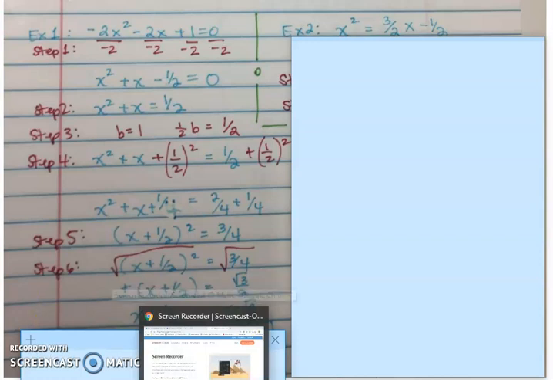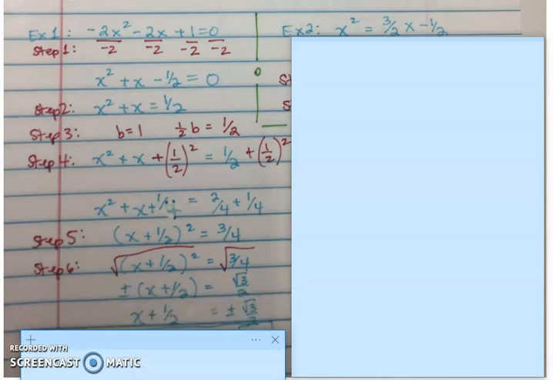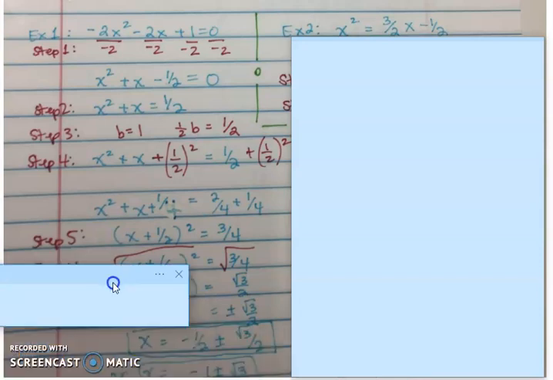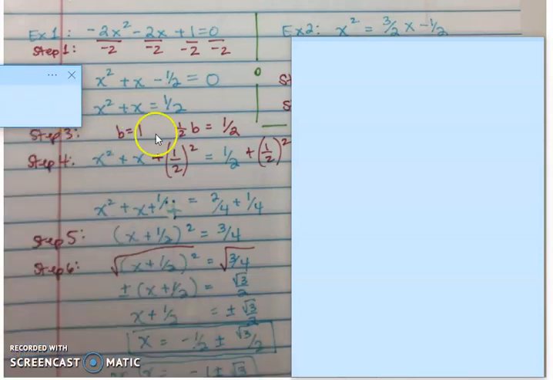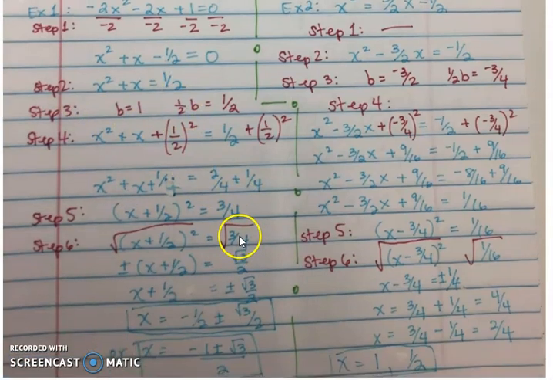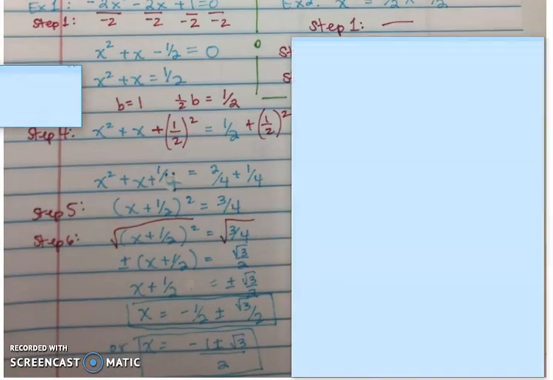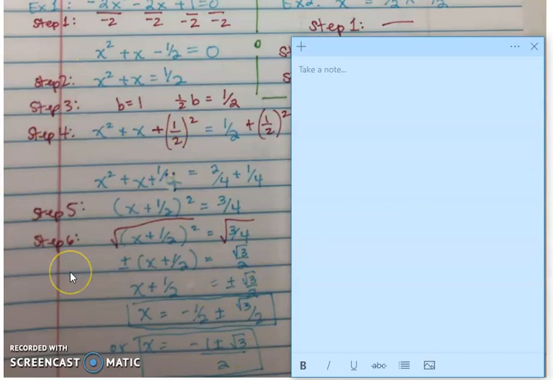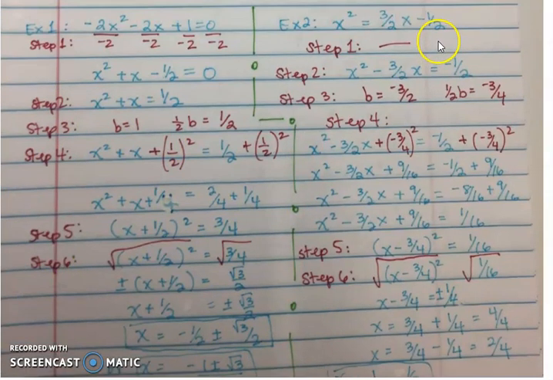Then I'm going to solve for my x by subtracting the 1/2 on both sides, and so now I'm going to have negative 1/2 plus or minus root 3 over 2, and then if you want, you can just simply combine those denominators since they already have a common denominator and write this as negative 1 plus or minus root 3 over 2. Example 1 is now complete, so we'll now look at example 2.